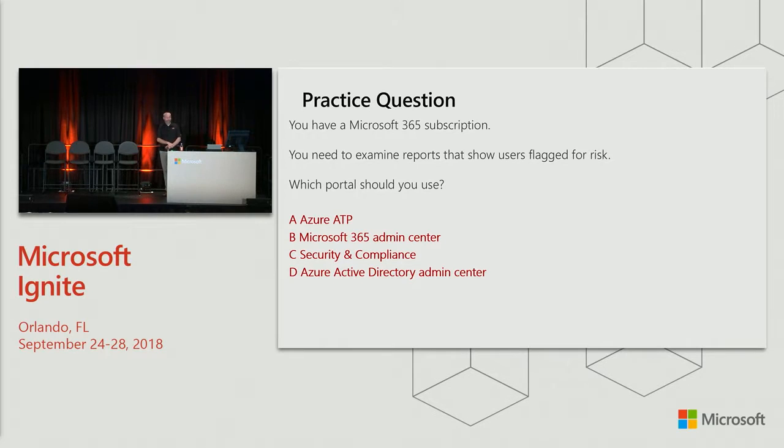Okay, so let's see who was awake. Another practice question. By the way, did you notice I'm trying to be consistent with my language here? This is not like the real exam questions. You have a Microsoft 365 subscription. You need to examine reports that show users flagged for risk. Which portal should you use? Is it Azure ATP, Microsoft 365 Admin Center, Security and Compliance, or Azure Active Directory Admin Center? All of those are real places, but which one?